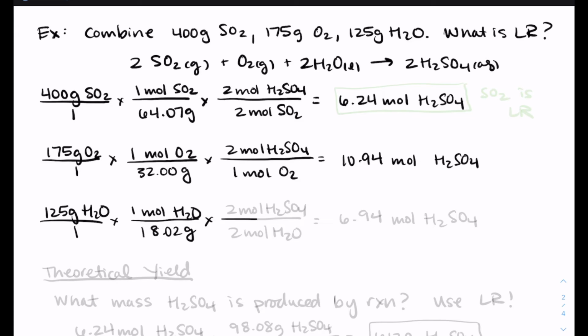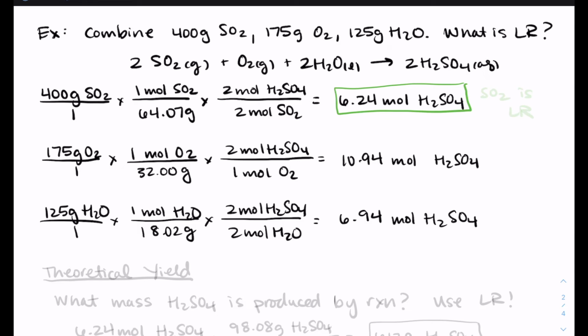Now, I stopped at moles for calculating the amount of product. You could go all the way to grams. It's not necessary because we can compare the amounts in moles. And from the amounts in moles, 6.24 is the smallest. That means SO2 is my limiting reactant. When it goes to make the very next molecule after making 6.24 moles of molecules, there's no more SO2 left, so it cannot make the product.